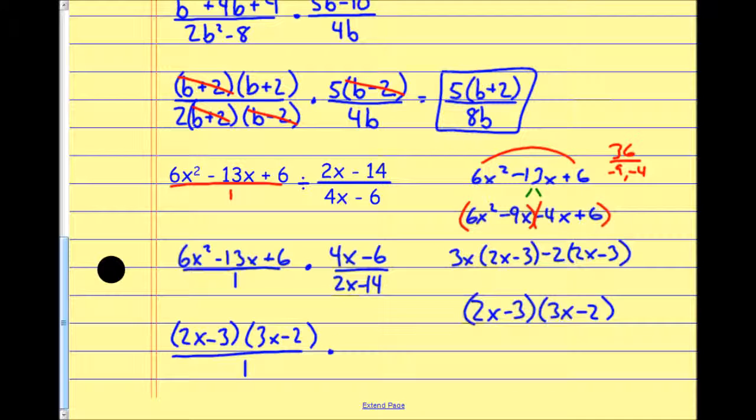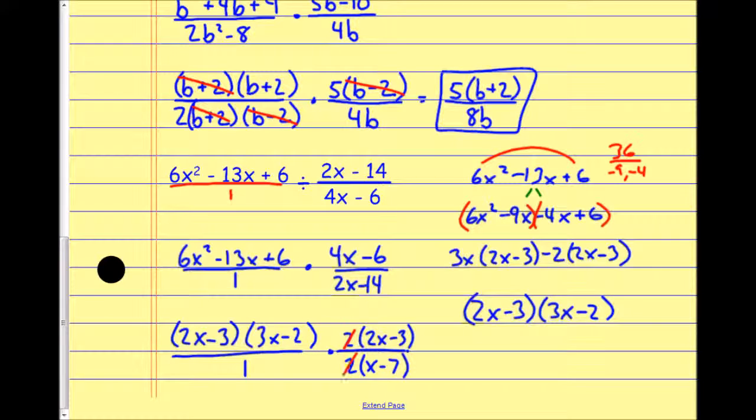Over here, I can factor out, so I factor out that 2. That leaves me with a 2x minus 3. In the denominator, I can also factor out a 2, which leaves me with an x minus 7. And now from here, I start canceling out what I can. In this one, I can see that the 2's cancel.